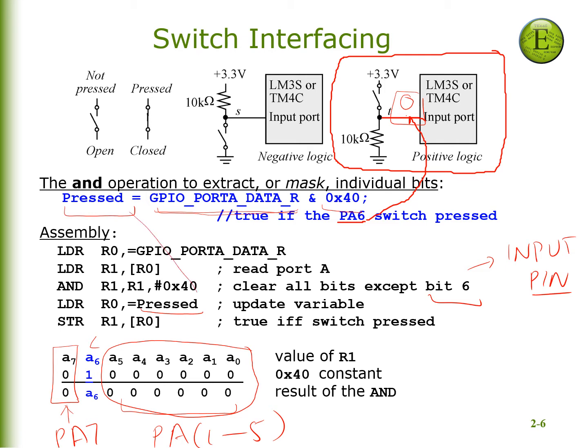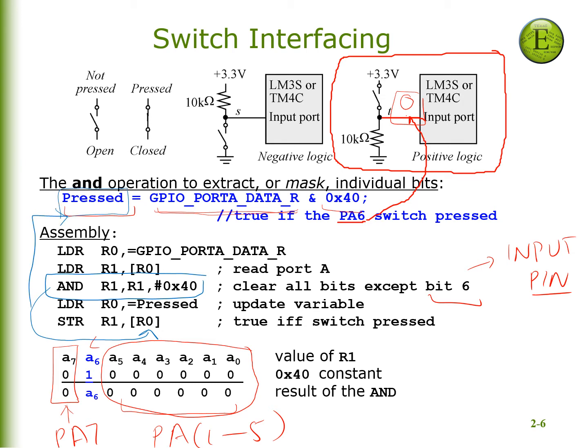So the pressed address is read into register R0, and then the result. So where is the result? The result is in R1 over here. The result of the AND operation is going to go to the location pointed to by register R0. And what is that? In this case, it is pressed, this variable.